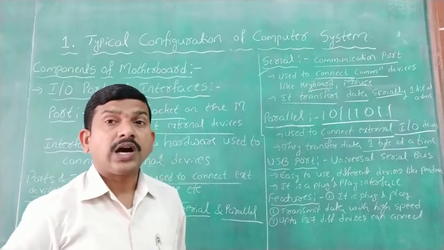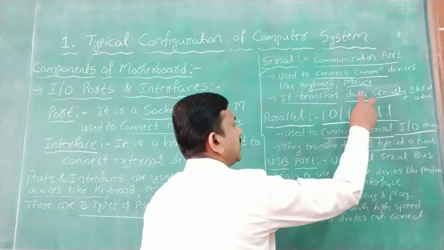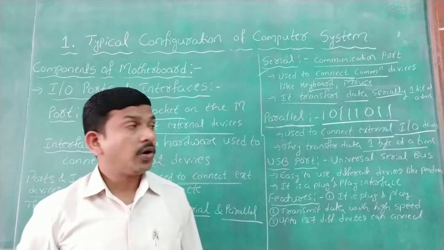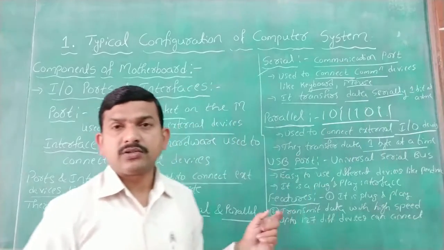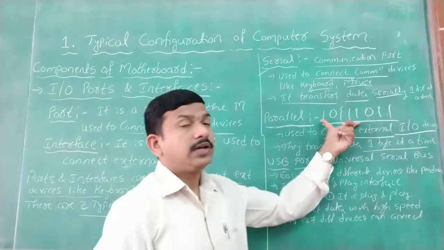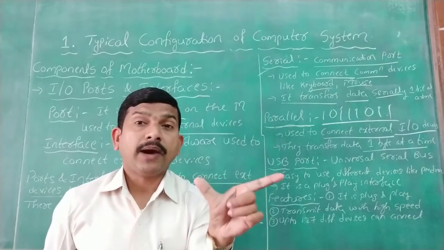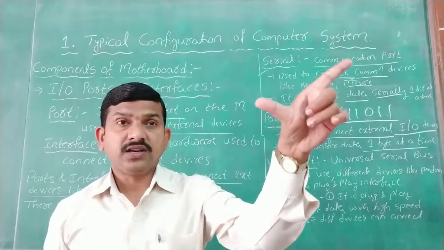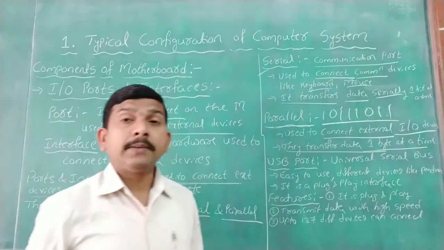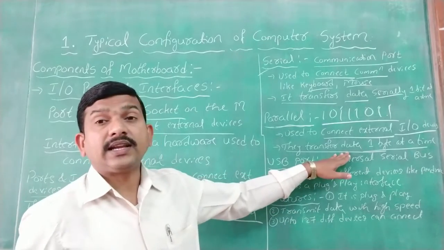In the serial port, how is the data transferred? Assume that this is the data, one by one: first this, next, second, next, like this. But if you are using the parallel port, this complete set will be transferred at a time. At a time, 8 bits, which is nothing but 1 byte of data, will be transferred with the help of the parallel port. Is it clear? So they transfer data 1 byte at a time. 1 byte is nothing but 8 bits.